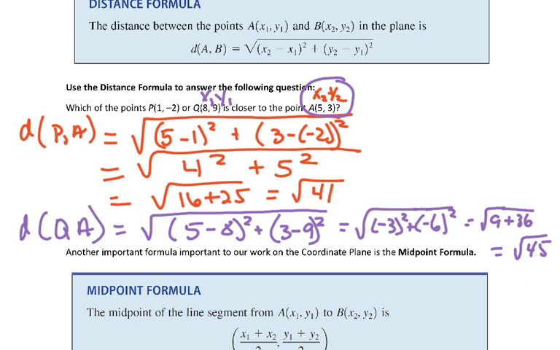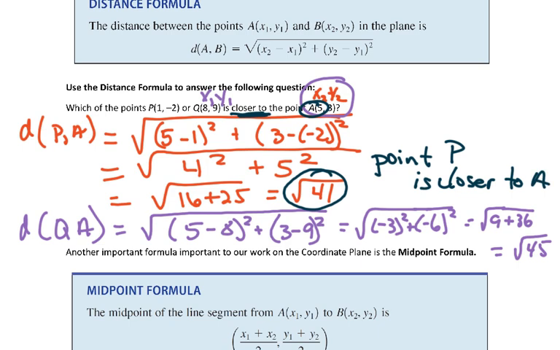Now here, don't be concerned about simplifying your square roots, because our overall goal was to find which of the points is closer to A. Closer to A would mean a shorter distance, and which is smaller, square root of 41 or square root of 45? Yep, you guessed it, it's square root of 41, so that means that point P is closer to A.